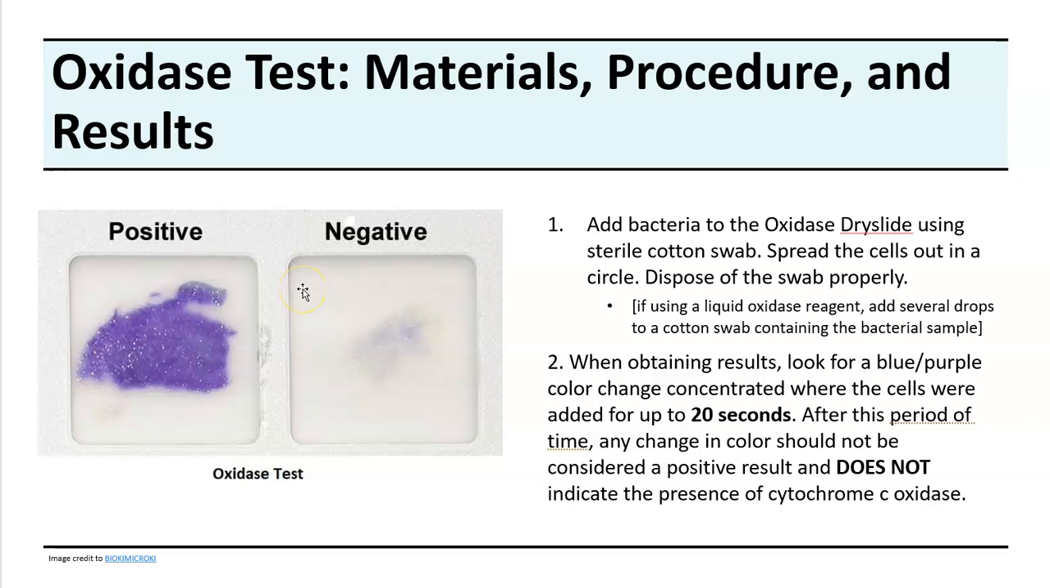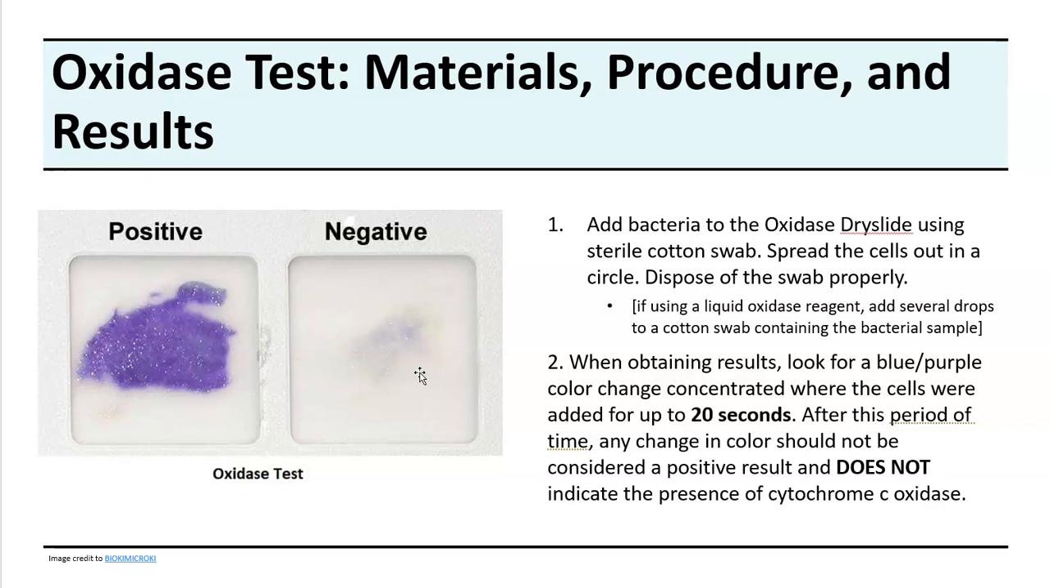To do an oxidase test, you often use something called an oxidase dry slide, which has the oxidase reagent already built into it. So it's actually quite simple. All we have to do is collect a sample of bacteria with a sterile cotton swab, or sometimes a wooden toothpick. And once we've collected that sample of bacteria, we just rub it into one window of the oxidase dry slide. And then you wait 20 seconds to see if a reaction occurs.